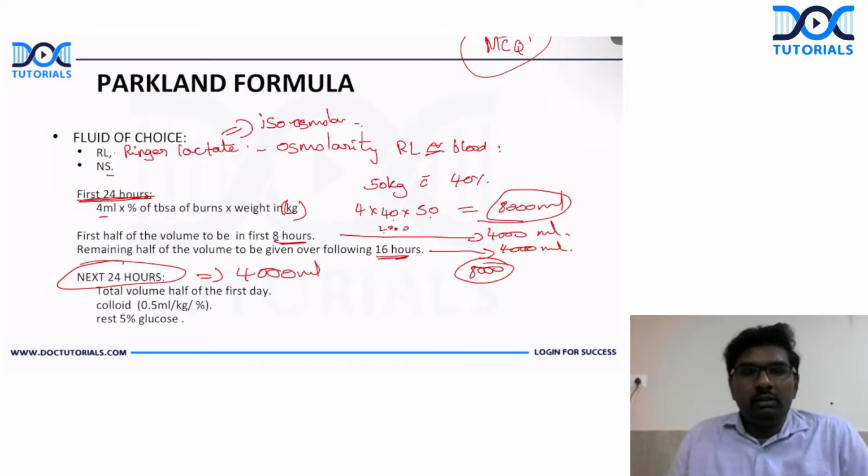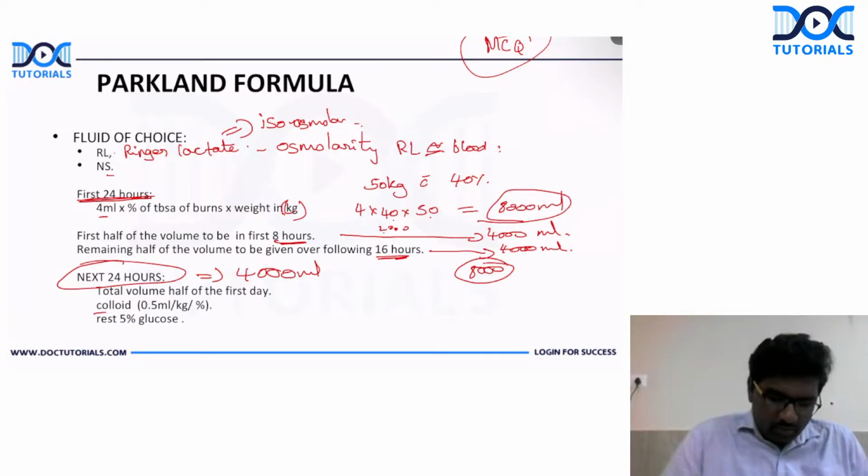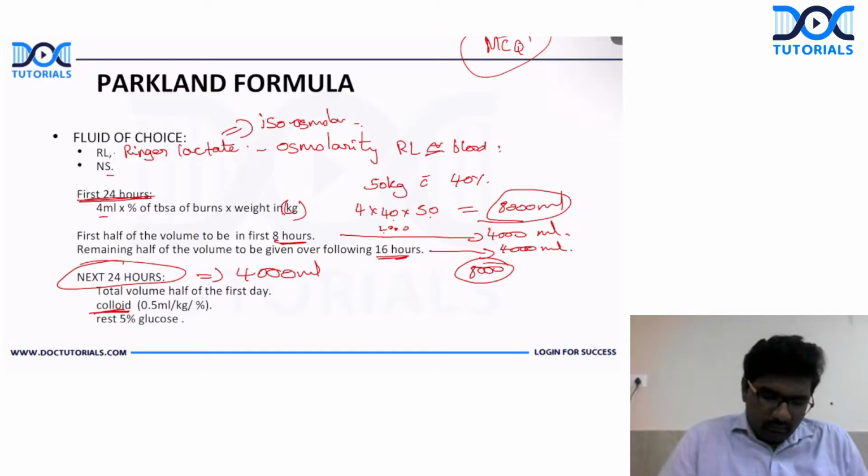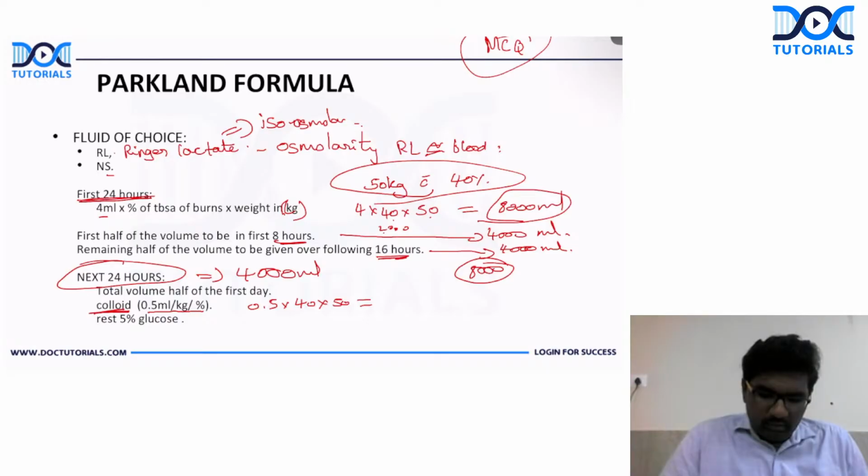And on the second day, you are supposed to start with the colloids. The colloid is given at the rate of 0.5 into weight in kg into percentage of body surface area. So here, 0.5 into 40 into 50 will be 2000 divided by 2, around 1000. So 1000 ml of colloid is required for this patient.